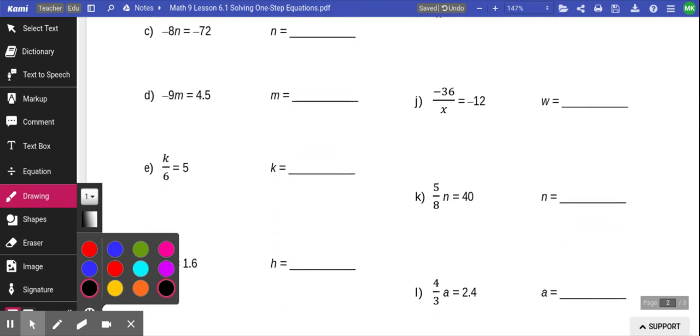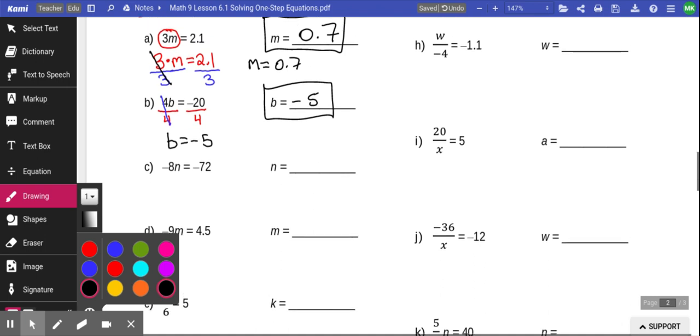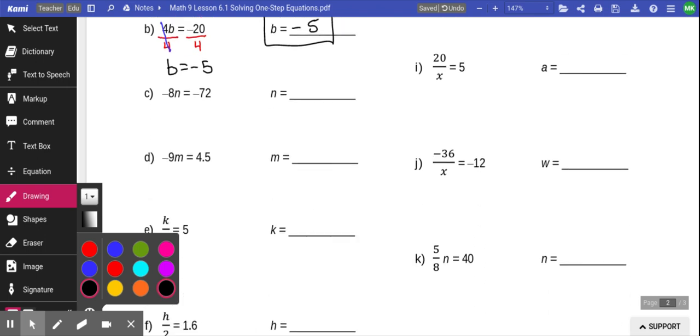So if you look at C, to solve C, I need to get N by itself. To do that, I have to get rid of that 8. That is a negative 8 times N. The opposite of timesing is dividing. That is not a plus 8 situation. Sometimes people mix that up. That is negative 8 times N because there's nothing in between the 8 and the N.